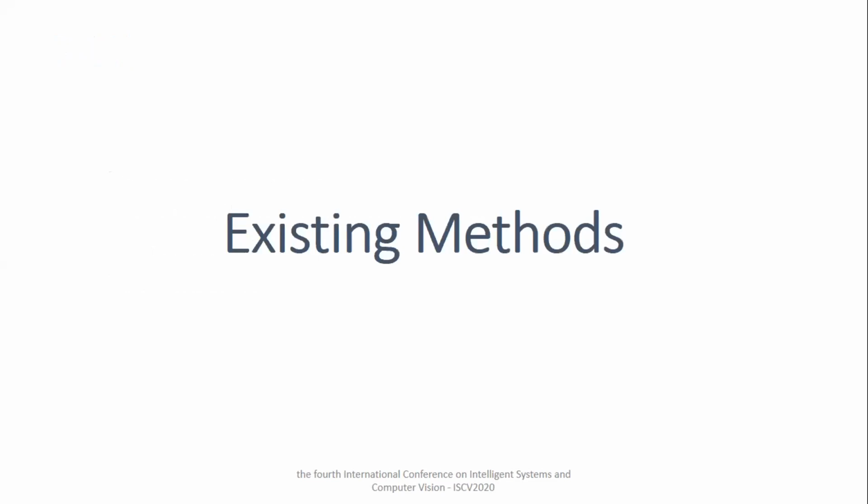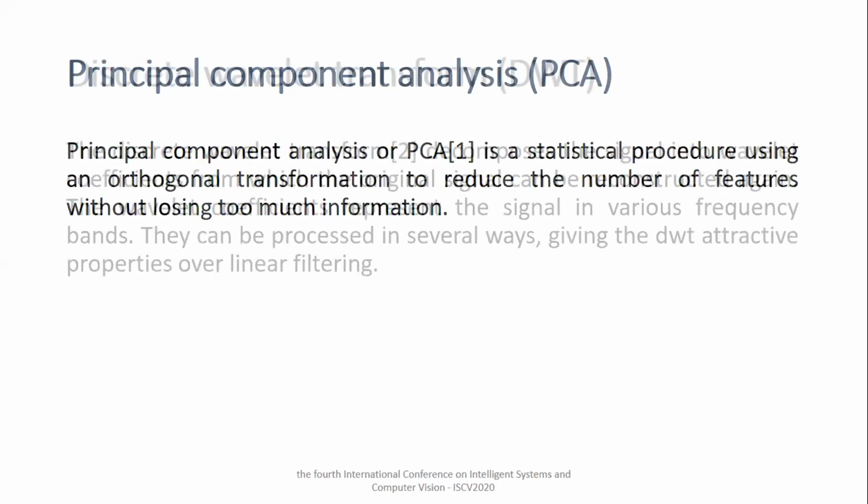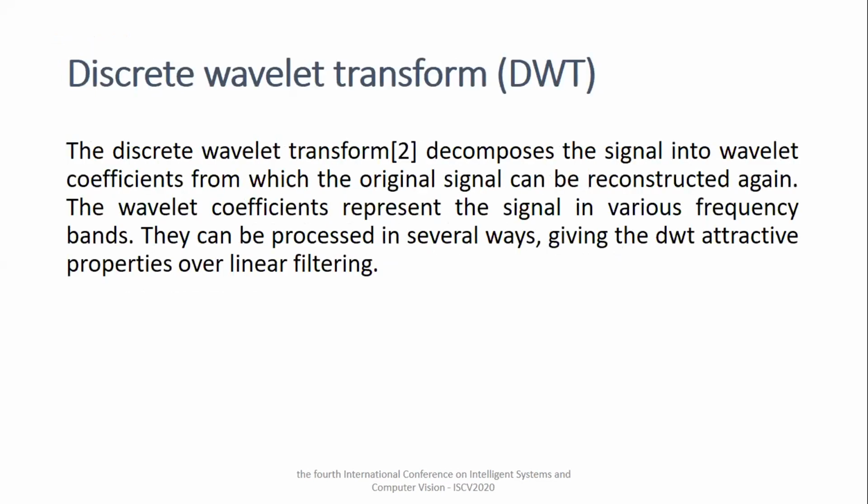Now I'm going to start with the existing methods. The first one is the principal component analysis. Principal component analysis, or PCA, is a statistical procedure using an orthogonal transformation to reduce the number of features without losing too much information. Then we have the discrete wavelet transform, or DWT, that decomposes the signal into wavelet coefficients from which the original signal can be reconstructed again. The wavelet coefficients represent the signal in various frequency bands. They can be processed in several ways, giving the DWT attractive properties over linear filtering.